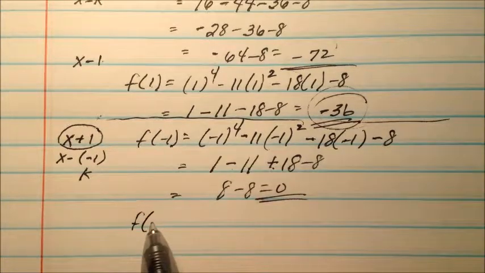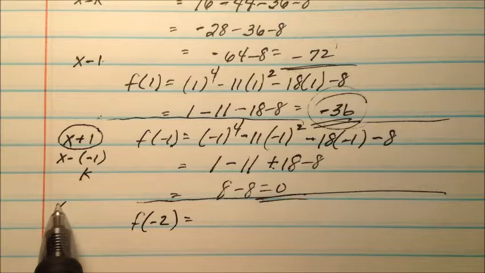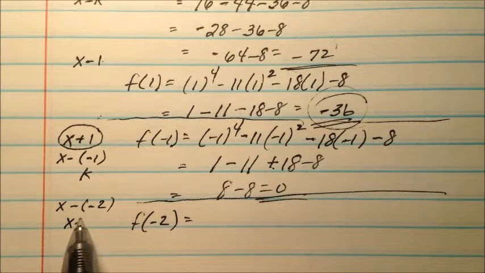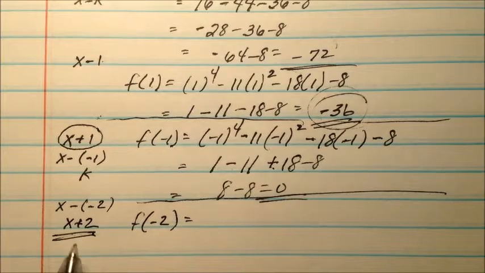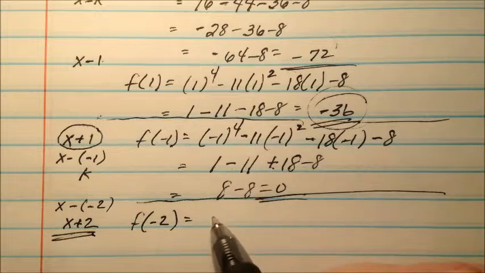Maybe let's evaluate it at negative 2 now. So what that would look like if k is negative 2, then it'd be in this form. So we're seeing if our polynomial function is divisible by x plus 2. Okay, well let's plug these things in and see what we get.